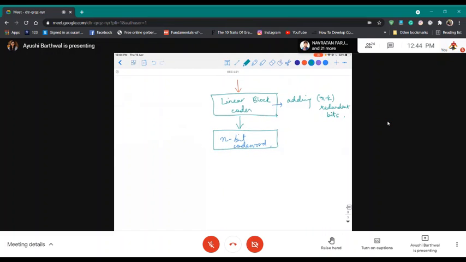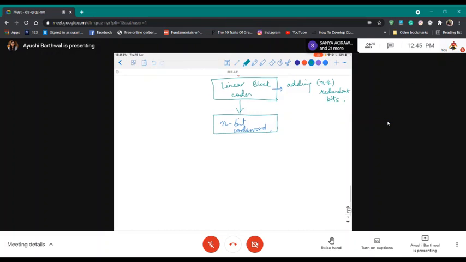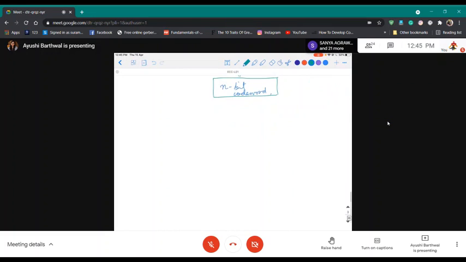So this is how an n-bit code word is generated. Now let me take an example of a linear block code. So how does this actually happen? Let me talk about linear block codes first.